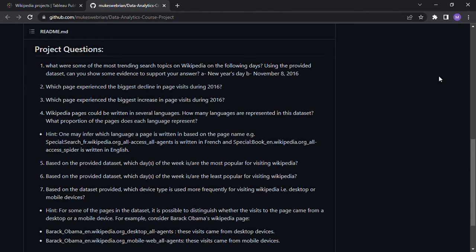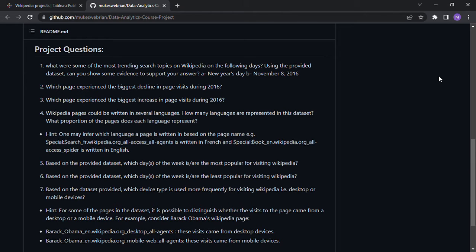With question 1, I was supposed to find the trending search topics on Wikipedia on New Year's Day and November 8th. For this question, I'm supposed to filter by what appeared most. That's the number of visits that appeared most on that day. So I'm supposed to group my data in that way.